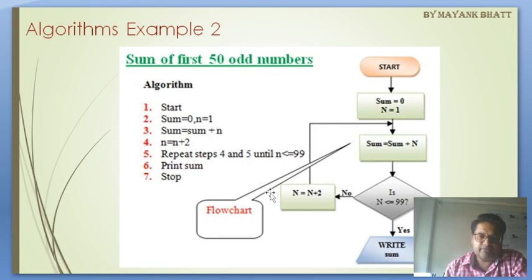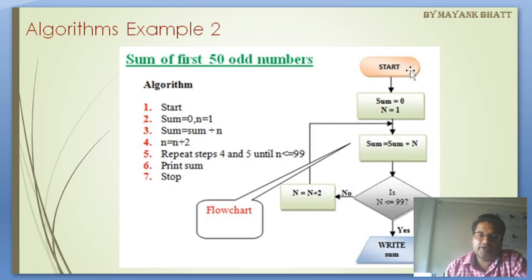I have just misprinted here 4 and 5. It is not 4 and 5, it is 3 to 5, until n is less than or equal to 99, and then the value will be stored in the sum, which we can later print also, and then stop.